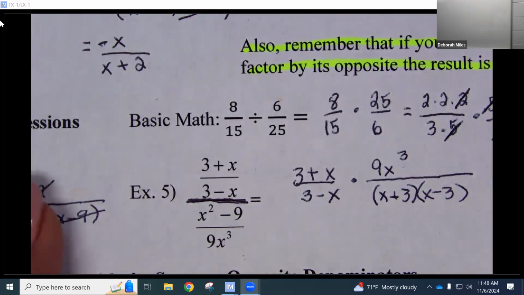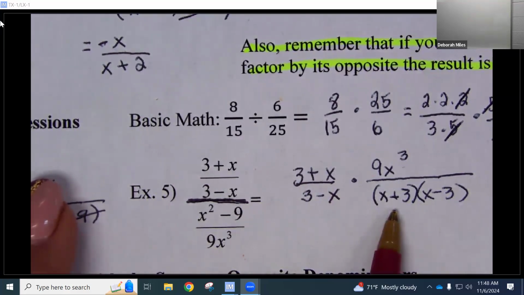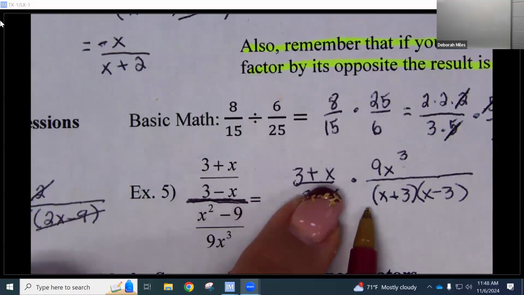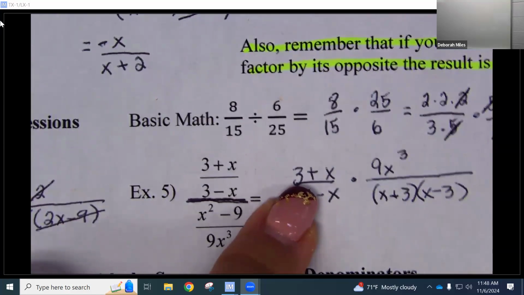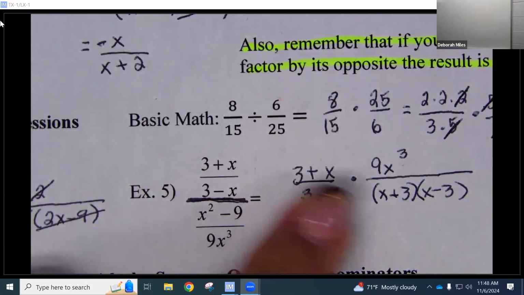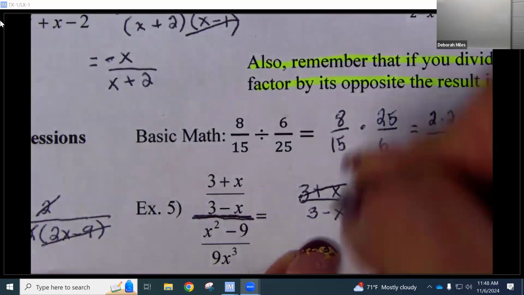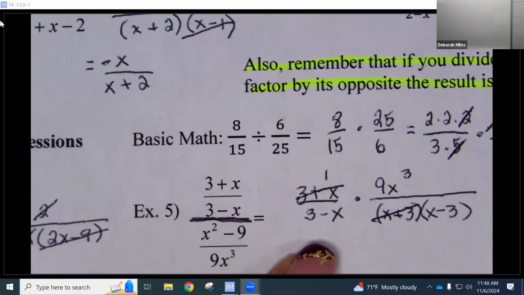Do you see any common factors I can cancel? Are 3 plus x and x plus 3 the same thing or opposites? Both 3's are positive, both x's are positive, so they're the same thing. Order doesn't matter when you're adding. 5 plus 7 is the same as 7 plus 5. So 3 plus x is the same as x plus 3. When you cancel them, that only leaves a positive 1. And usually we don't even write down a positive 1.